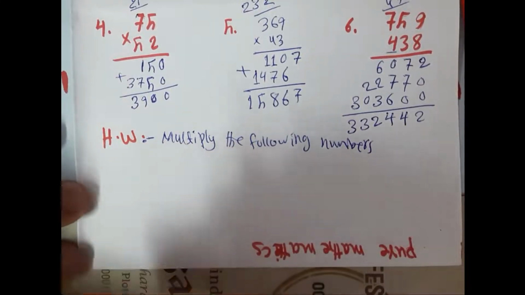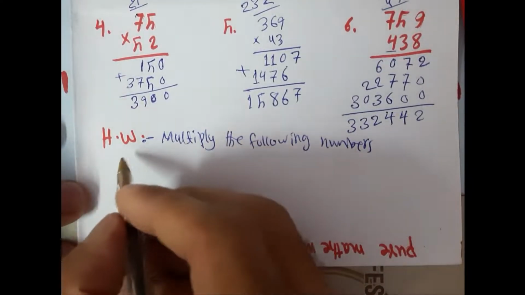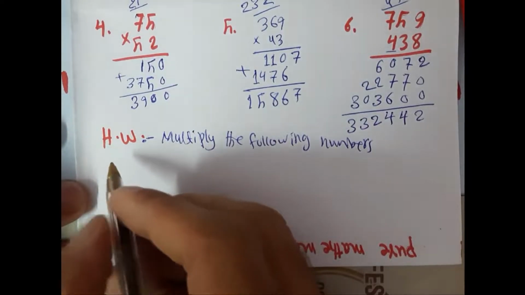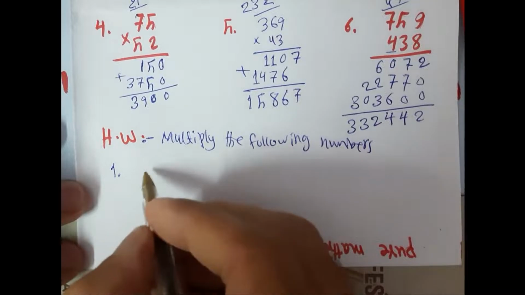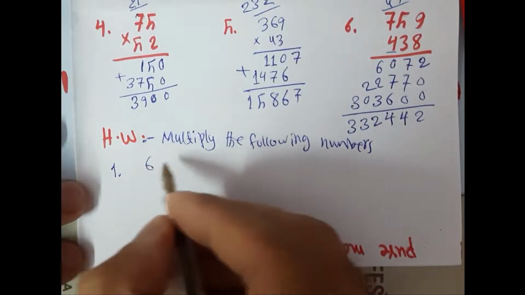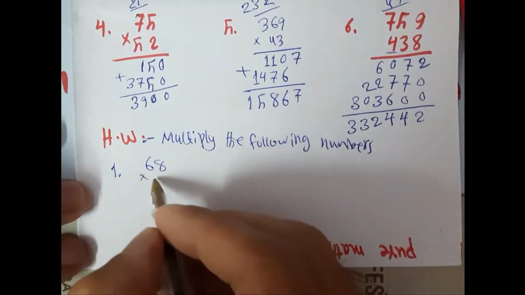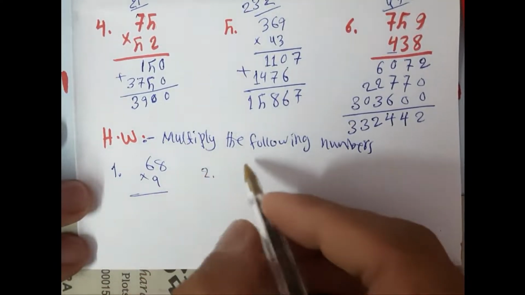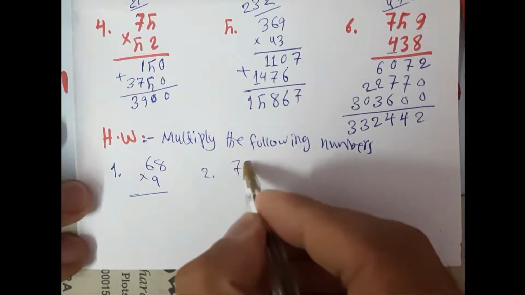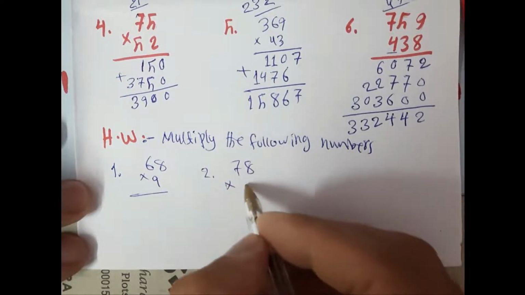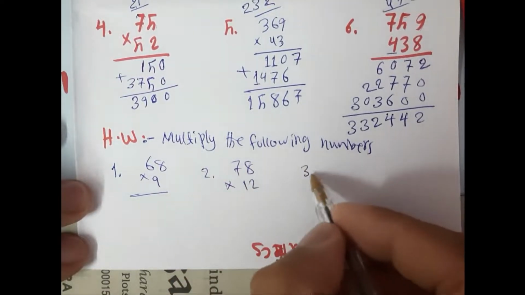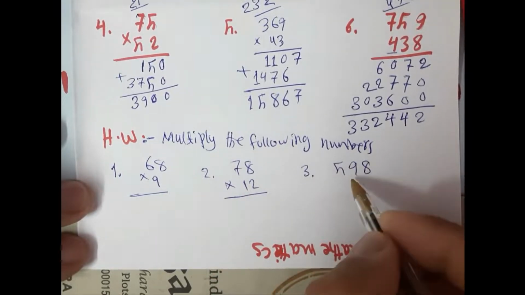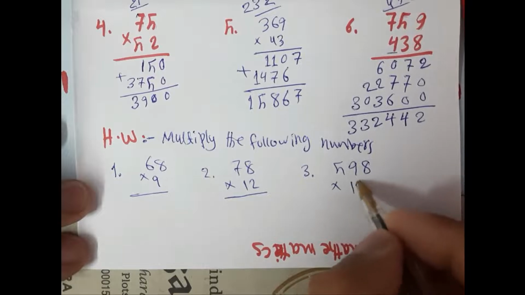Here we will write some questions. You should multiply them. It is your homework. Number 1, 68 times 9. Number 2, 78 times 12. Number 3, 598 times 120.